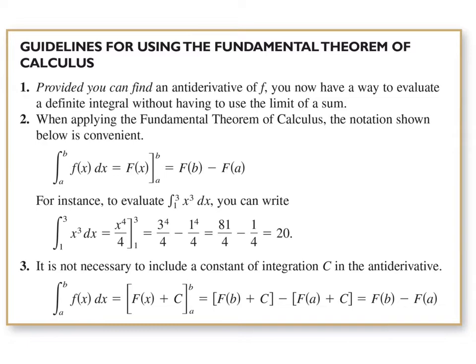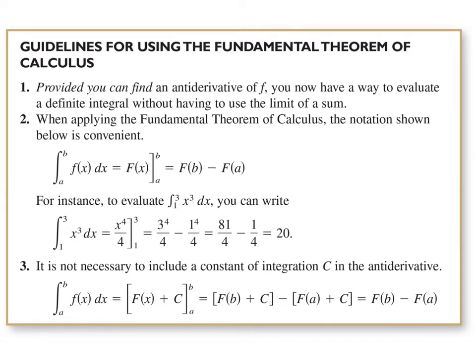So the second guideline is that when you apply that theorem, the notation is shown like this. It goes from the integral sign and the integrand to looking like a bracket like that. So those a values still line up and those b values still line up, and it's still that definition of the antiderivative of b minus the antiderivative of a.